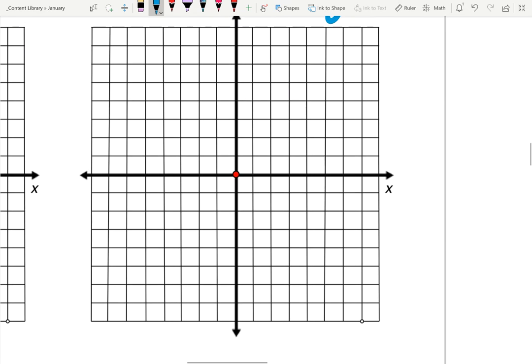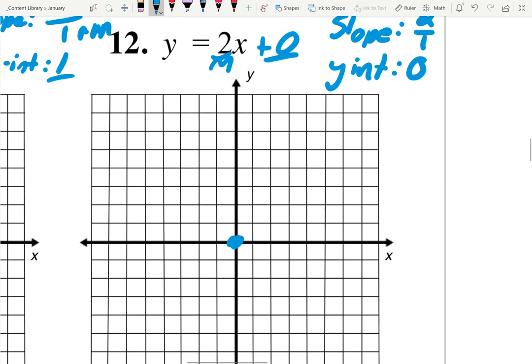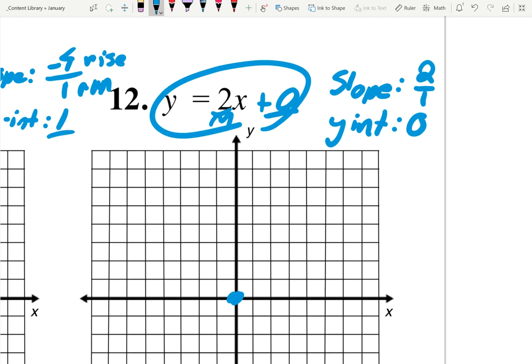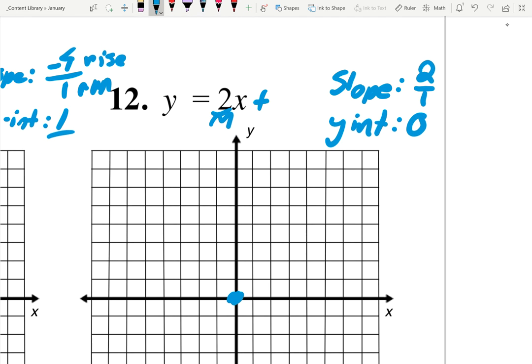So on the y-axis, the y-intercept of 0 is going to be right here in the middle. So we know that there's actually a point there because our y-intercept is 0. It's not that the y-intercept doesn't exist. You don't see it in this equation, right? It's not there to start with. Doesn't mean it doesn't exist. It does exist. It's just at 0. And that's here, of course.